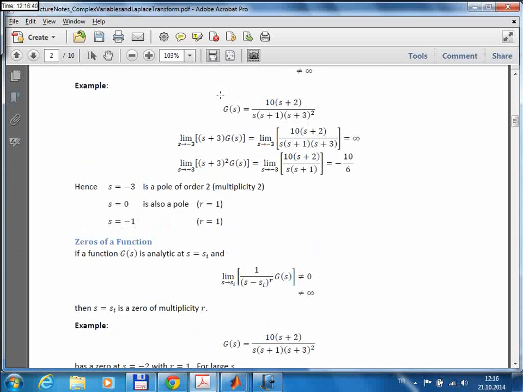So if you consider this function, for example, this has a 0 at minus 2, right? Because at s is equal to minus 2, the value of the function becomes 0. And you define multiplicity in exactly the same way. So this has a 0 at minus 2 with multiplicity 1. If there was a power here, a power n, for example, then that 0 would have multiplicity n.